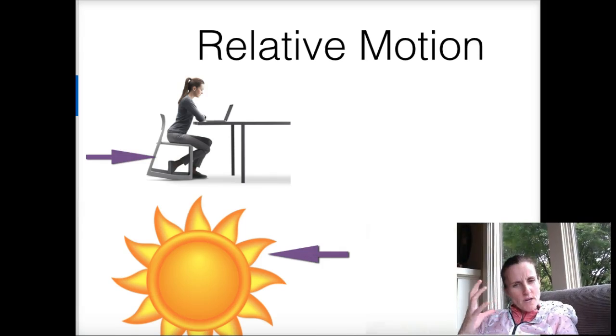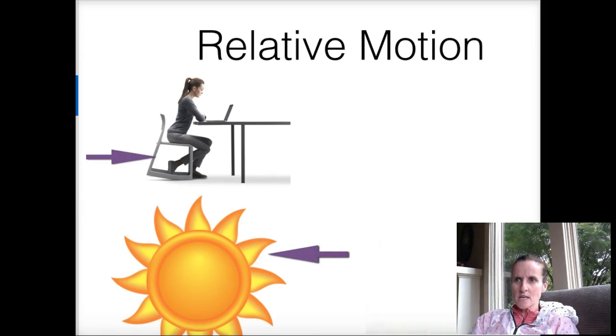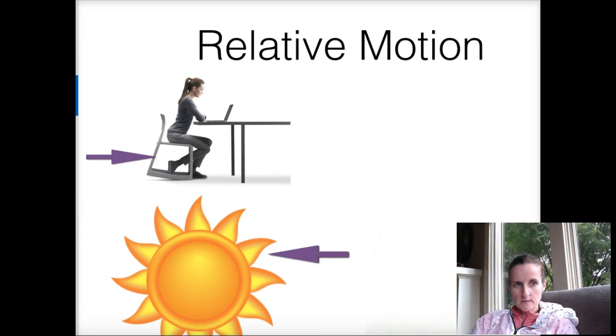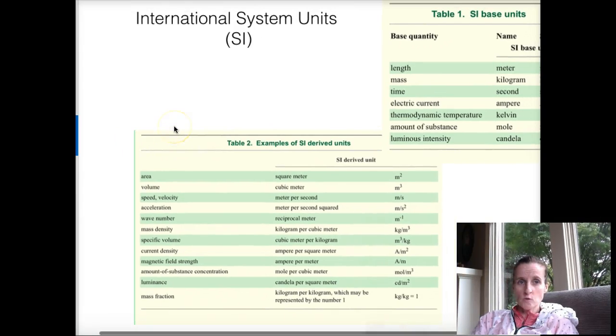So when we talk about motion, this is the thing. Is the sun in motion relative to the Milky Way galaxy? You would say the sun is not moving, but in reference to that galaxy, it is rotating around the galaxy. So just ask yourself, am I in motion relative to this chair? No. But am I in motion relative to the sun? Yes.